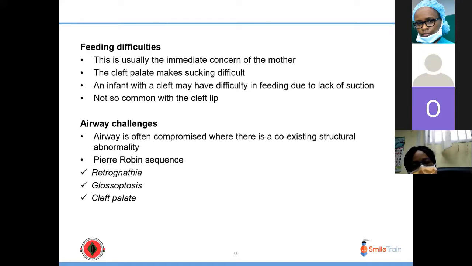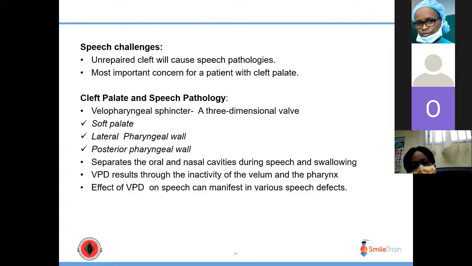The airway challenges. Airway challenges are not so common with children with cleft lip and palate unless there is a coexisting structural abnormality, as we have in Pierre Robin syndrome. The speech challenges. Patients with unrepaired soft palate will develop some form of speech difficulties, which is related to palatal insufficiency.